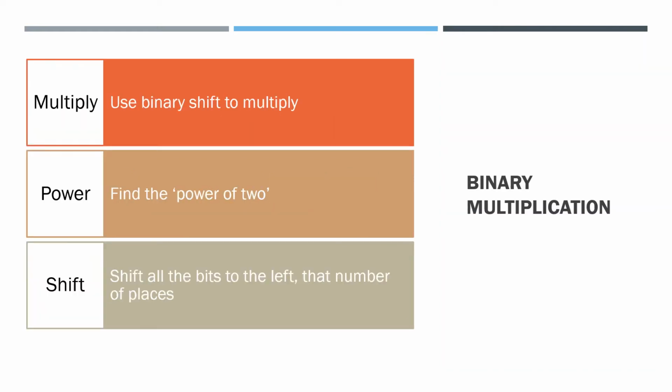So that's how we do multiplication in binary. We find the power of 2 that we want to multiply by, and we shift all the bits to the left that number of places. In the exam, you'll only ever have to multiply by a power of 2, though I will cover other numbers in a few minutes.